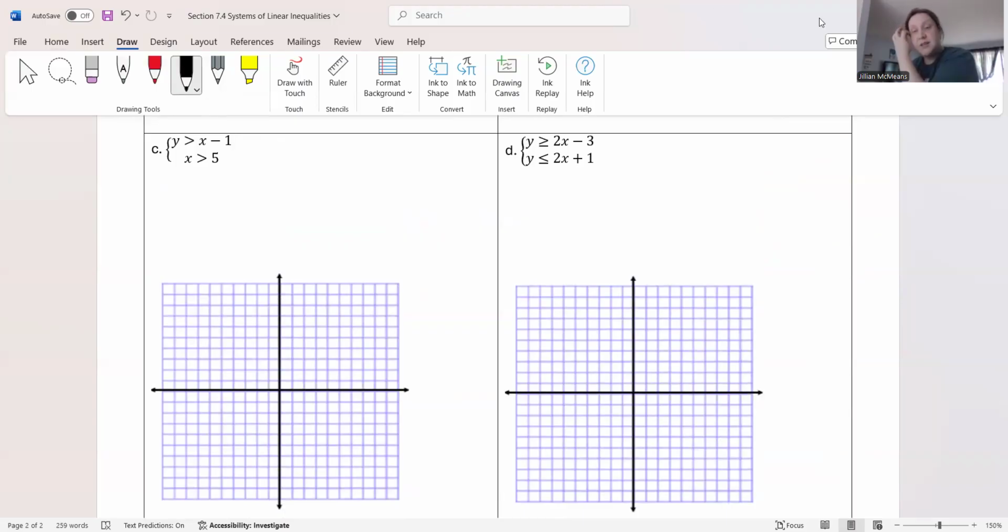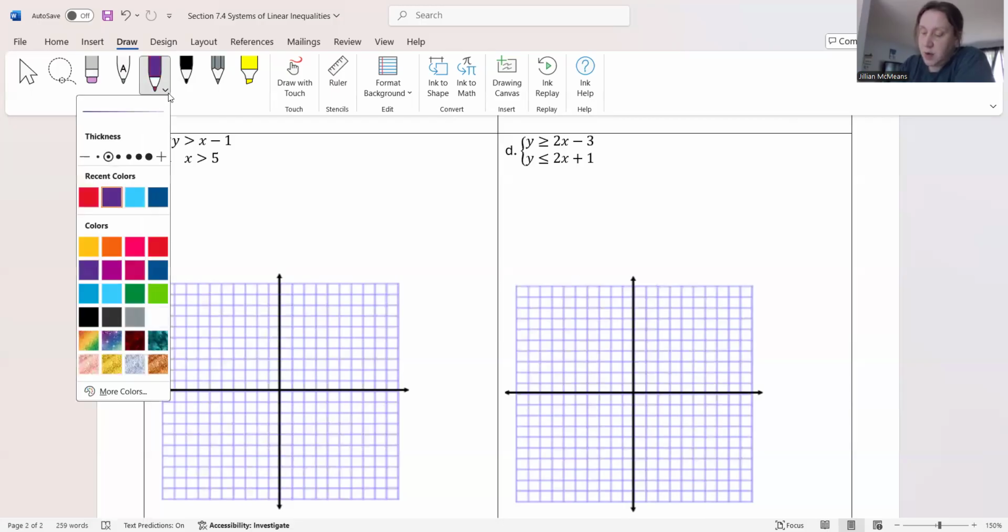Okay, for part C, luckily, part C is pretty quick for us. We're not going to have to do a whole lot of work. Our first inequality is already solved for y, so we don't have to do the work to solve it for y. And then our second inequality is missing a y. Remember, when one of the 2 variables is missing, you either get a horizontal or a vertical line. Okay, let's first just deal with the first inequality.